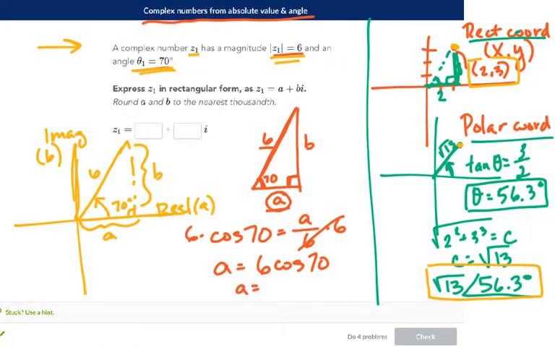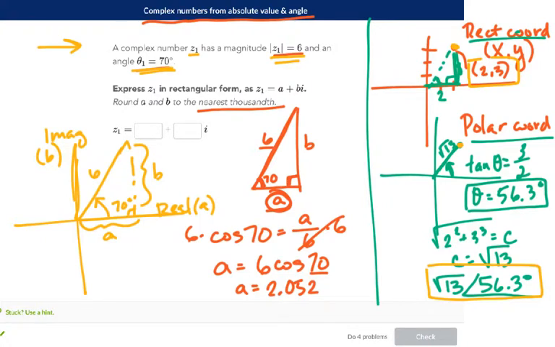So simply you put this in your calculator, and I'm going to do it right now so I'll make sure I know how it works out. So I'm going to type in 70, and then I'm going to hit the cosine button, and that gave me a decimal of 0.342, and I am going to now multiply that by 6 before I write that down. And again, they're asking me to round to the nearest thousandth, so I'm going to write 3 decimal places. So I just found out A equals that.